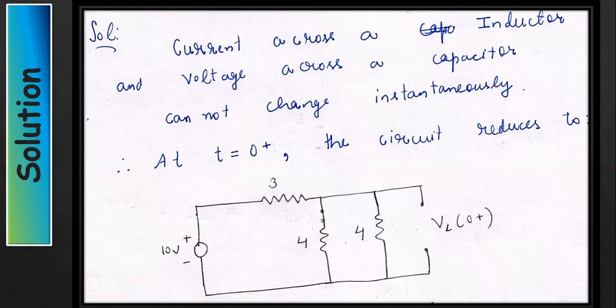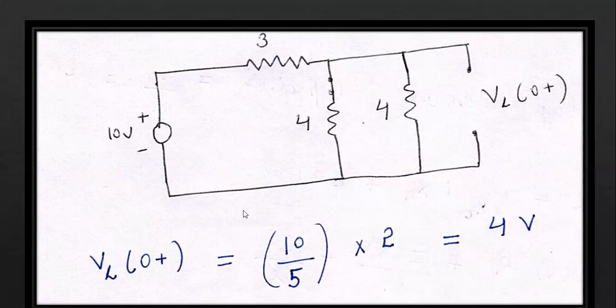So therefore at t is equal to 0 plus, the circuit reduces to this one. Now the voltage across inductor at t is equal to 0 plus, VL0 plus, that is equal to 10 by 5 into 2 equal to 4 volt. So by using the concept, this numerical is solved very easily.